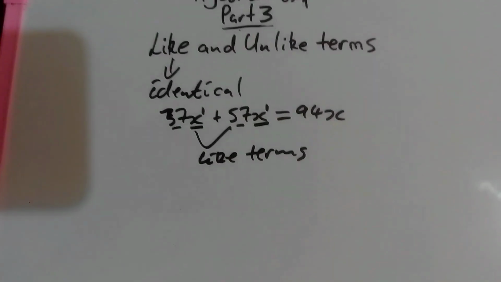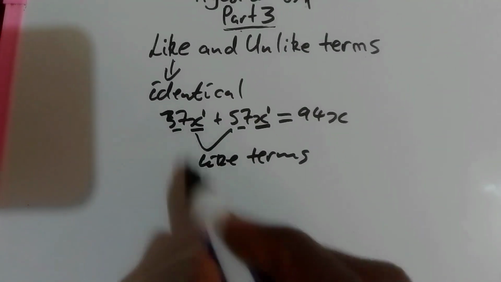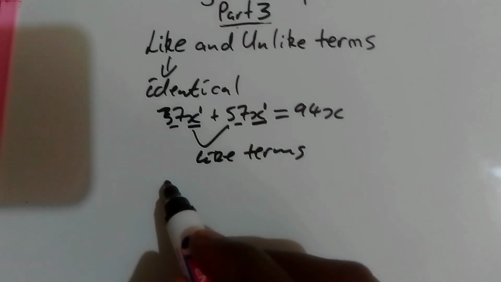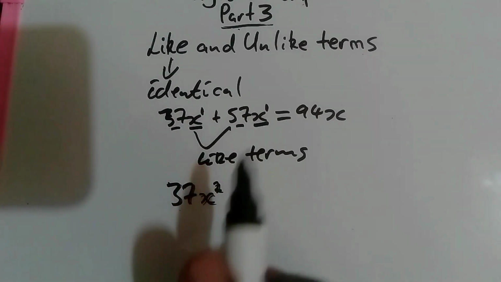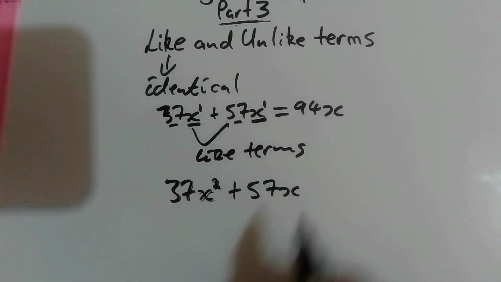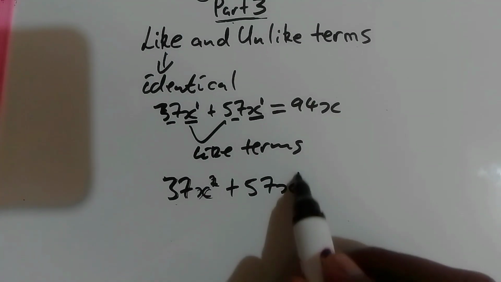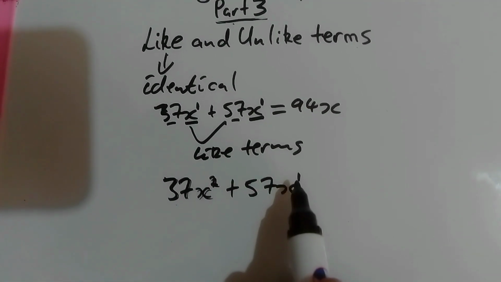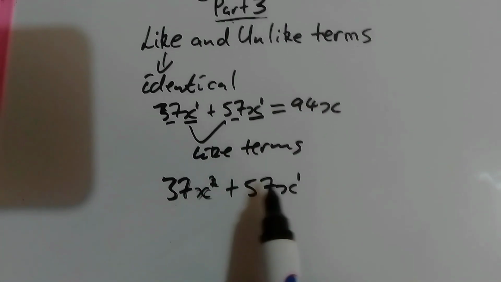Then let's go and find out what we call unlike terms. So I'm going to use the same example here, but with a slight difference. Same numbers. So here I call it 37, then it's x squared. When I say squared, it means that it's to the power 2, plus 57x. Now observe, I've got x to the power 2, but this x is to the power 1. It means that these two exponents are not identical, they are different. So I cannot add these two because they are different, right?